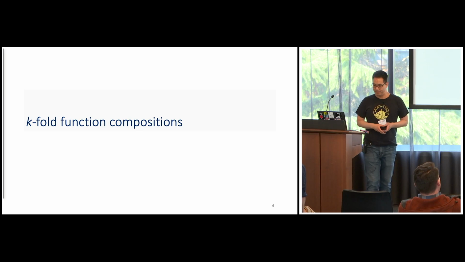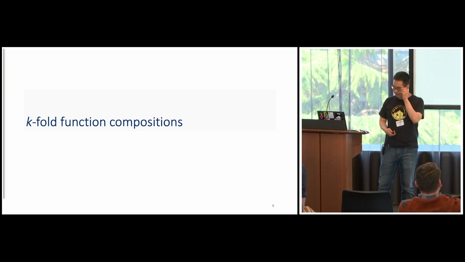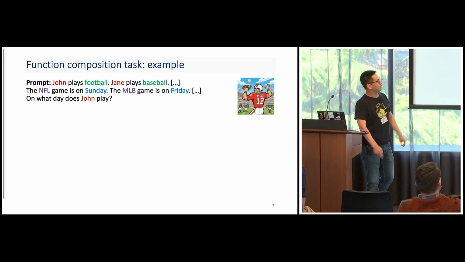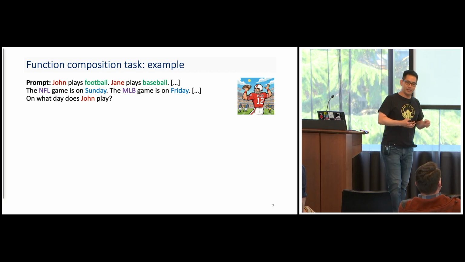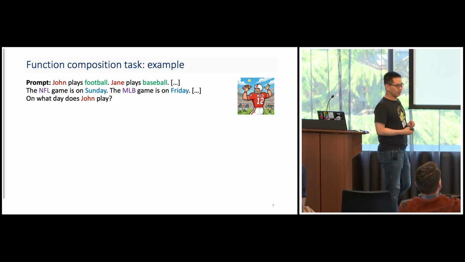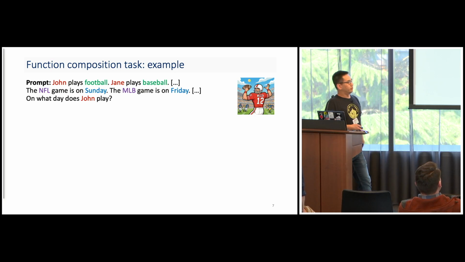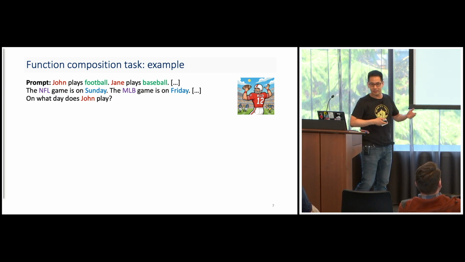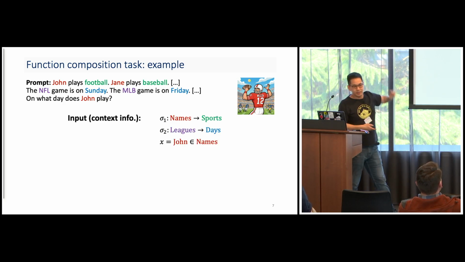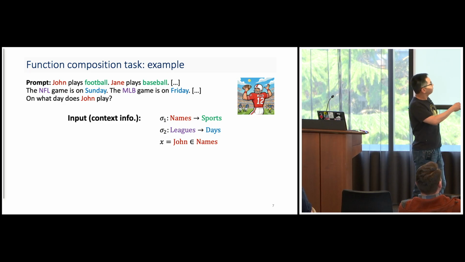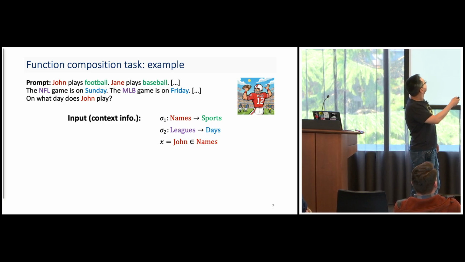Okay, so let me define for you this concept class of k-fold function compositions. I'll do it through the example, and then I'll give the formal one. I want to define a concept class, so it should be something that you potentially want to be able to learn. What the concept is supposed to do is process things like this and give you the correct answer. So what is in the input here? Well, we have two things. You have context information, and then you have the question.